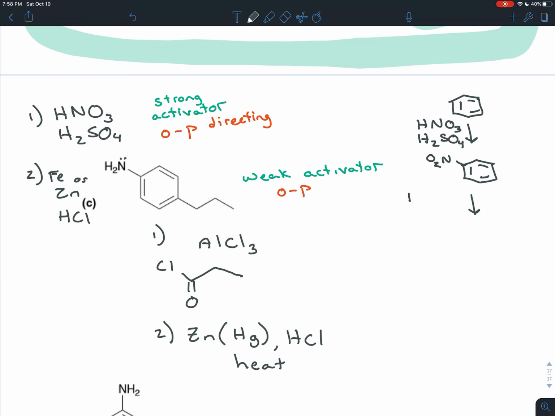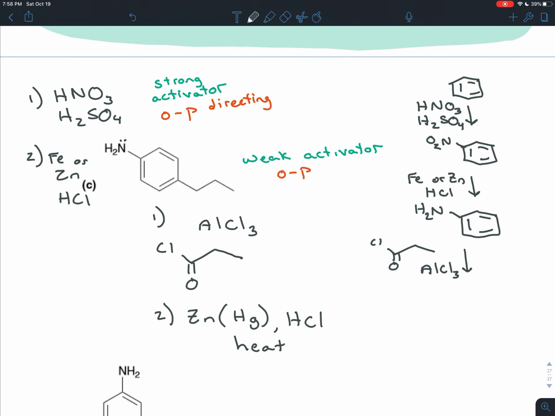You can then reduce that with iron or zinc in HCl, and that turns the nitro group into the amine. So now we have aniline. So now we have that group there. Now if we treat this with Friedel-Crafts acylation, so we'll have that acyl halide and AlCl3, we'll actually get 2 products there.